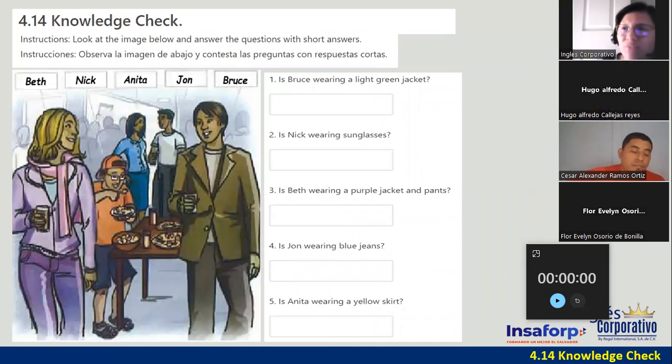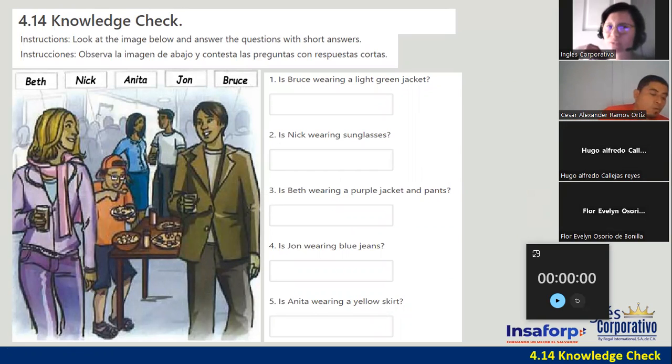¿Verdad? Entonces dice, este es el 4.14. Si ustedes se fijan, ya casi finalizamos la sección 4 para mañana y el miércoles terminar con la sección 5 y el final exam. Entonces tenemos acá un knowledge check. Dice, instructions. Look at the image below and answer the questions with short answers. Now, we have Beth, Nick, Anita, John and Bruce. So let me ask you guys, is Bruce wearing a light green jacket? Is he wearing a light green jacket?